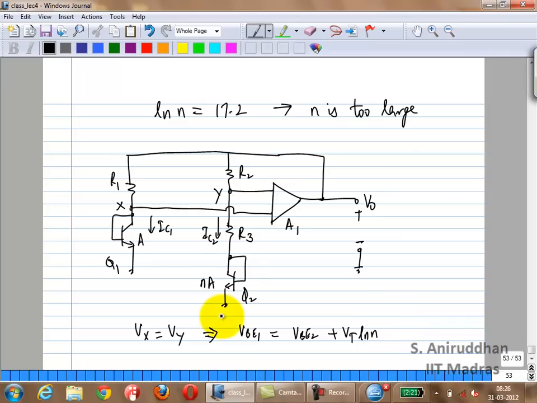What is IC2? What is the voltage across R3? What is it? The voltage across R3. I've written it here. It's VT ln N. Right? So what is the current, what is IC2? It is VT ln N over R3. Right?